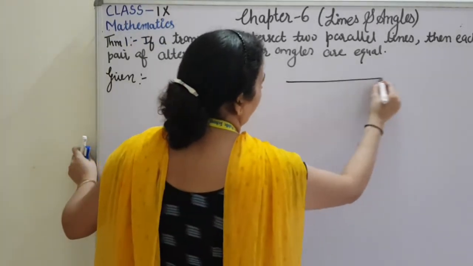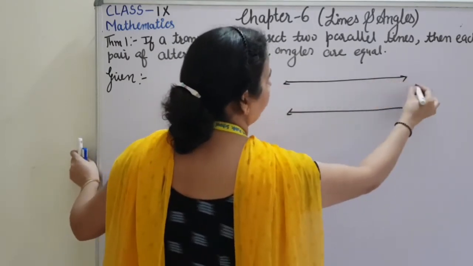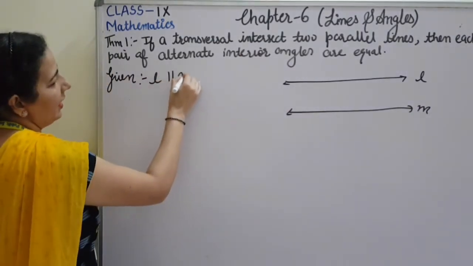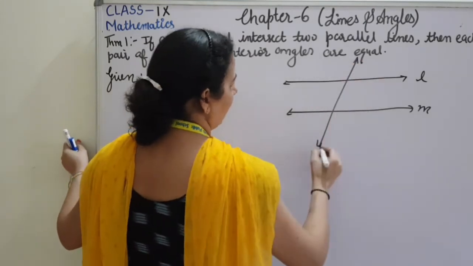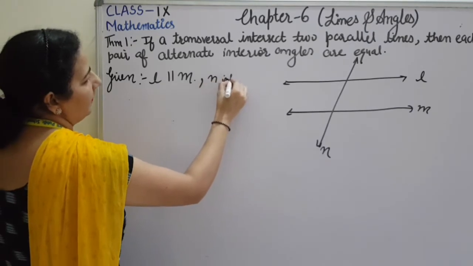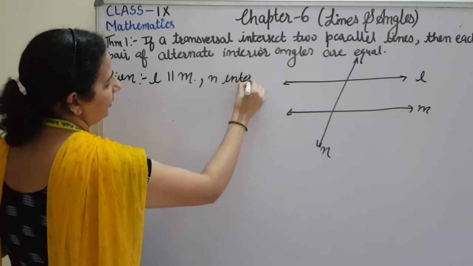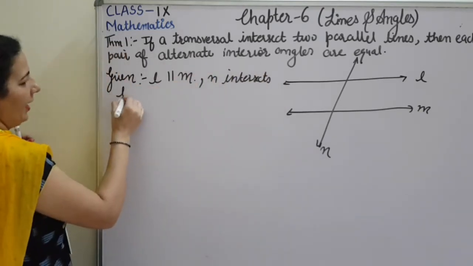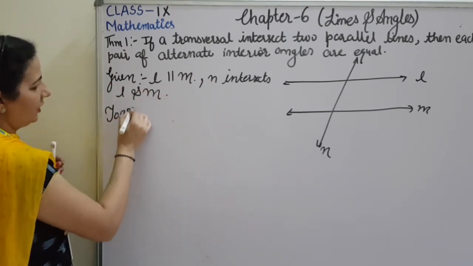A transversal line intersects two parallel lines. So these are the two parallel lines L and M. So what is given? L is parallel to M. And one transversal line intersects them, let its name be N. And N intersects L and M. Clear?